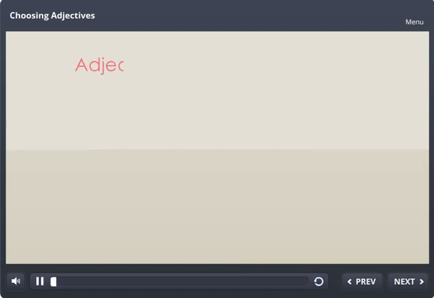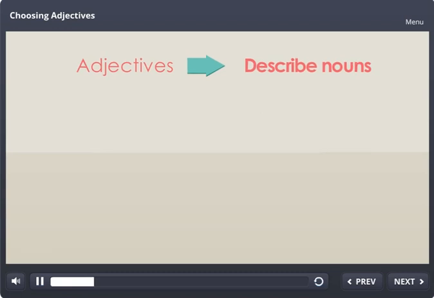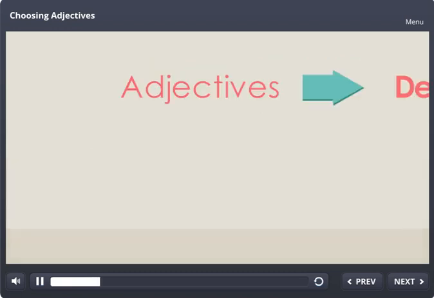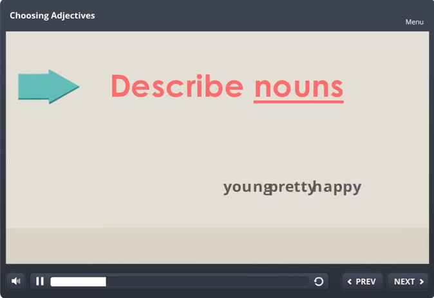As we learned, adjectives are describing words. They help us describe nouns. That is, they tell us to choose the correct adjective to describe a given noun.